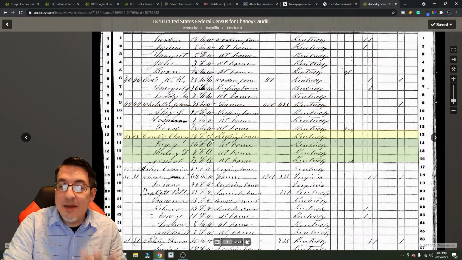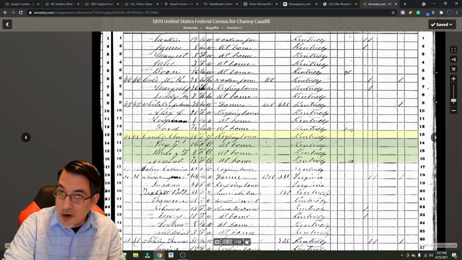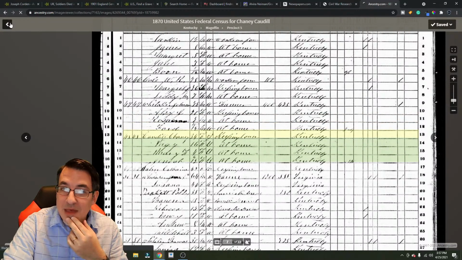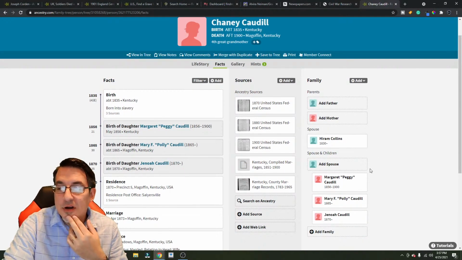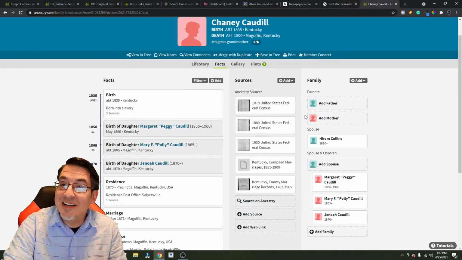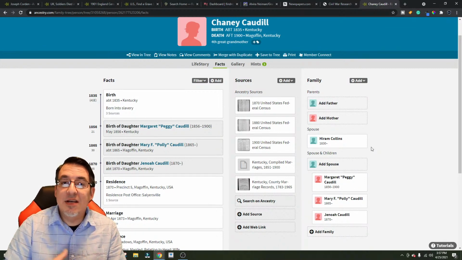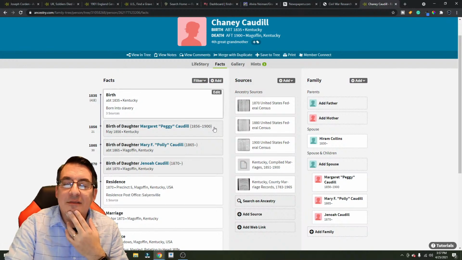We are 99% sure that the father of Cheney's children was her owner. We can't confirm that for sure, but his last name was Caudle, and she actually took the name of her owner. So I'm fairly certain that my fourth great grandfather is the owner of Cheney Caudle, and DNA records have kind of backed that up through Ancestry DNA.